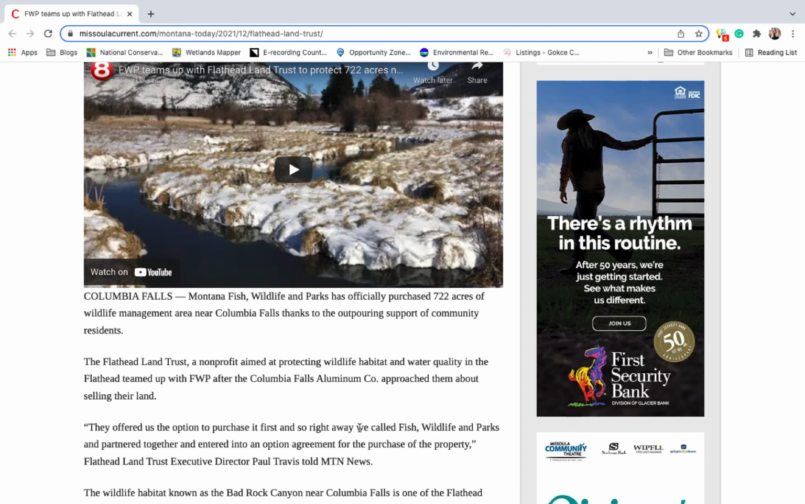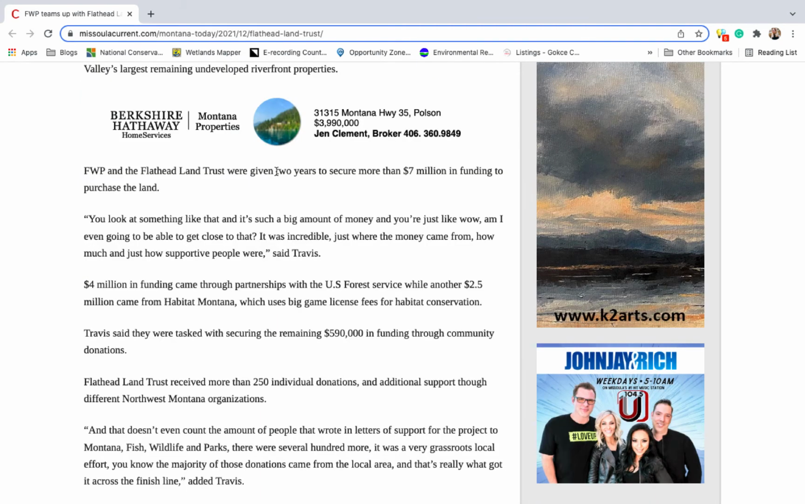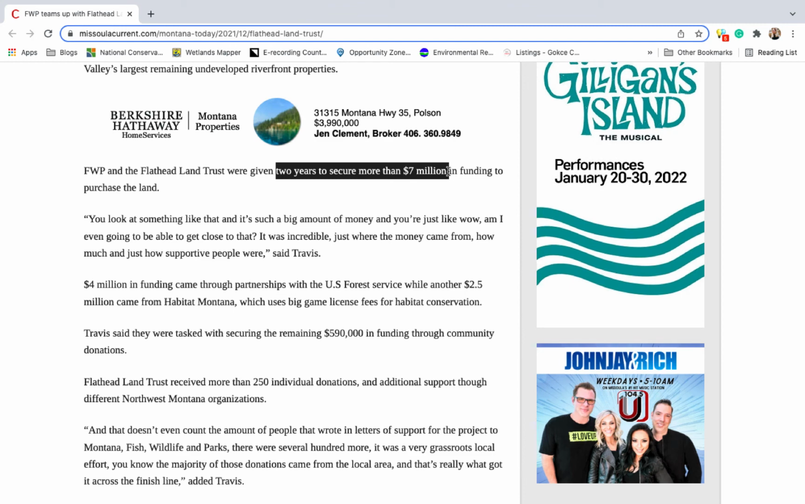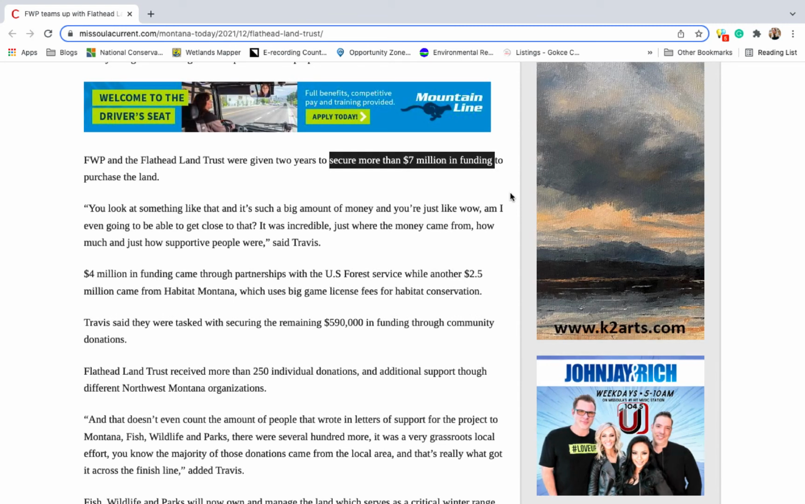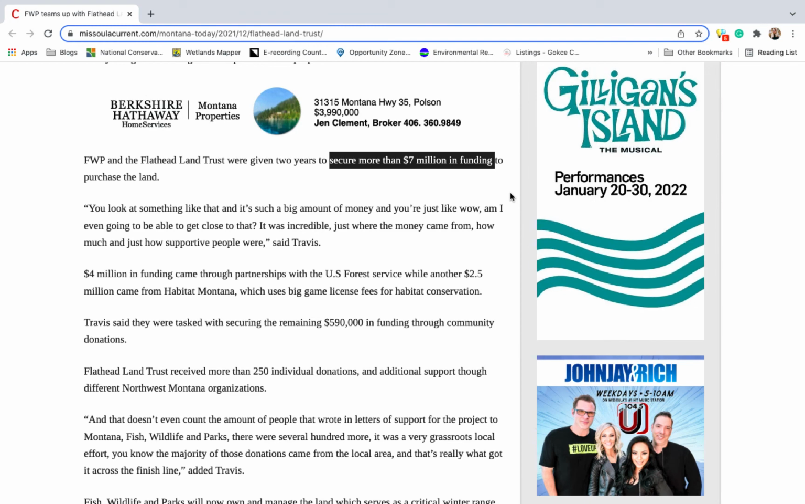Right away, the land trust called the Montana Fish, Wildlife, and Parks Department, and the two organizations partnered together to enter into an option agreement for the purchase of the property. The partnership was given 2 years to secure more than $7 million in funding. So how did a scrappy coalition of local community members and state officials put together this kind of money?